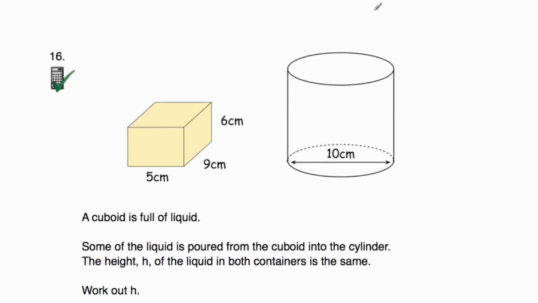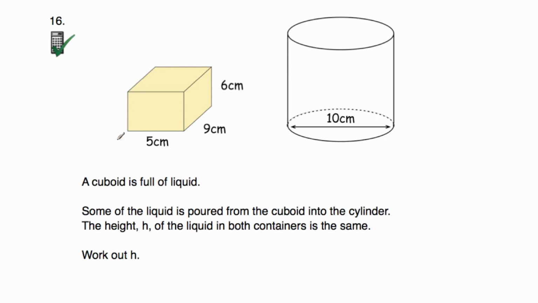Okay, let's have a look at our next question. Okay, question number 16. Now, I really like this question. We've got a cuboid is full of liquid. So we've got this box or something like that, and it's full of liquid. It measures 5 centimetres by 9 centimetres by 6 centimetres.